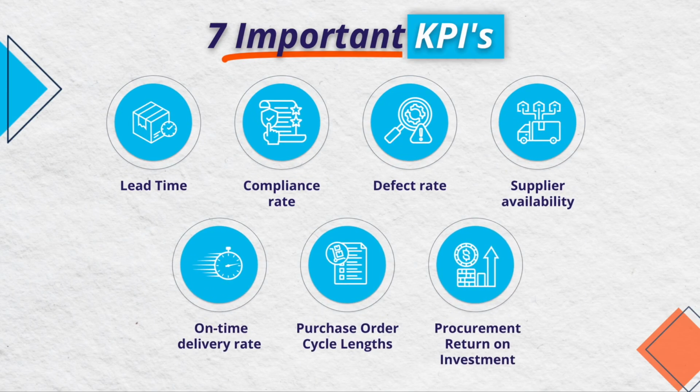So then, what are the critical KPIs we need to ensure procurement process? There are 7 important SRM KPIs. We will discuss each of these in detail.